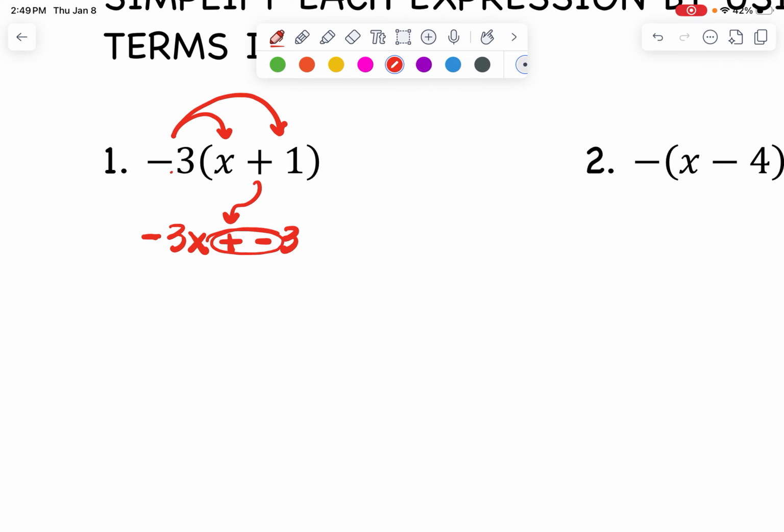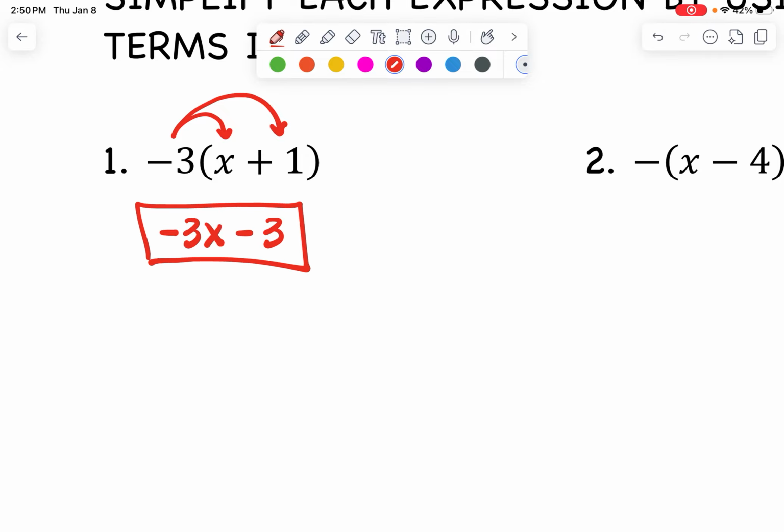We never want to have double signs back to back because that's not actually simplified. So please make sure when you're working your problems that you don't write down a positive or negative until you know if your term is positive or negative. So negative 3x is negative 3x. And negative 3 times positive 1 is negative 3, so we just want to write minus 3. We don't want to write plus negative 3. And if you do write that, then you need to clean that up and finish the problem.